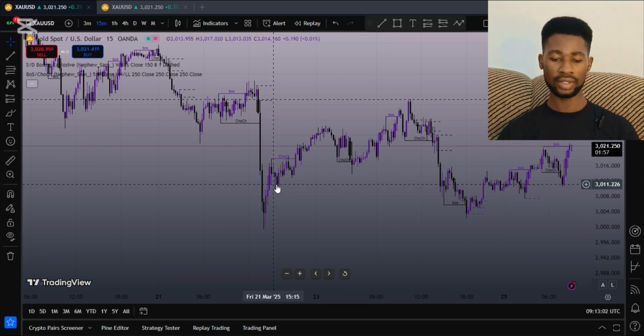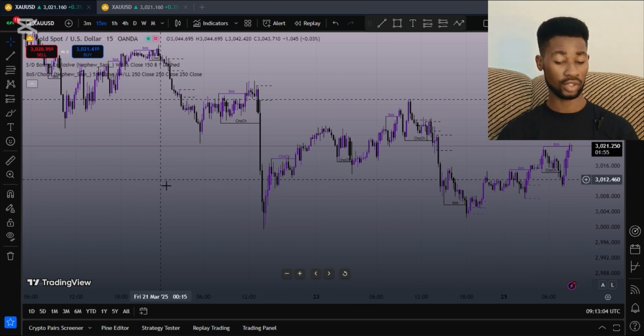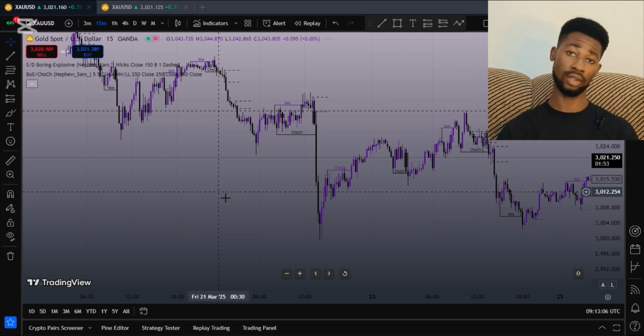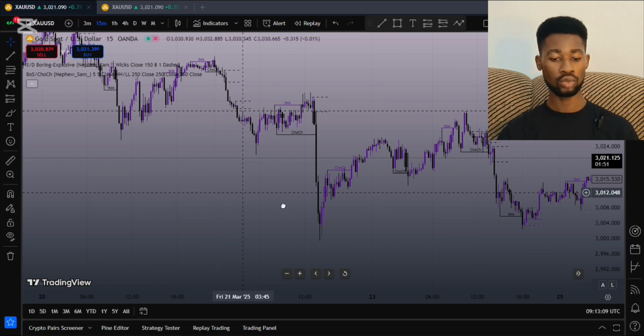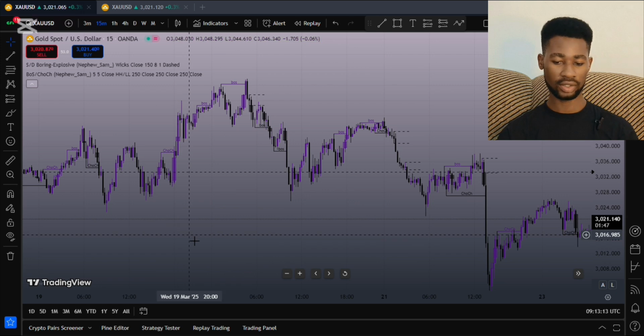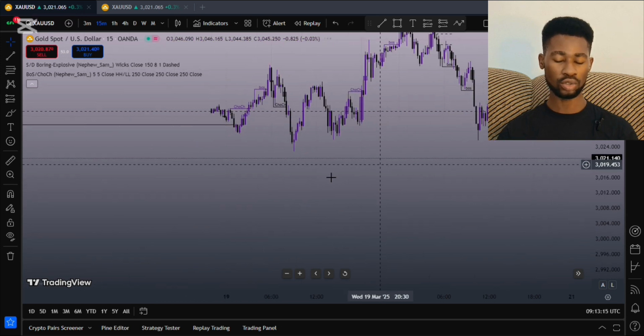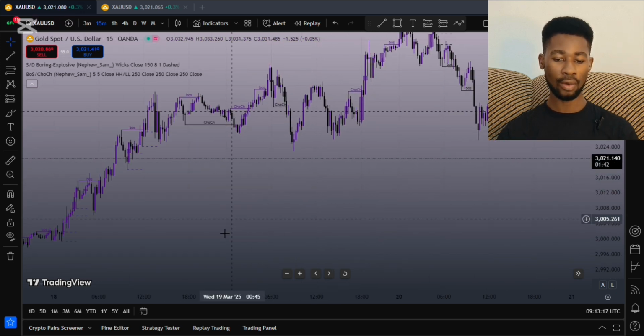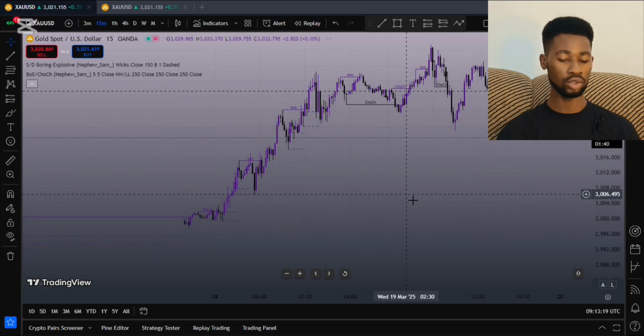All right, so now the first thing you want to look at whenever you are trading, any strategy, is the whole market structure. And for me, I make my analysis on the 15 minutes time frame. So you want to look at your whole market structure. How has the market been moving? Look to the left.